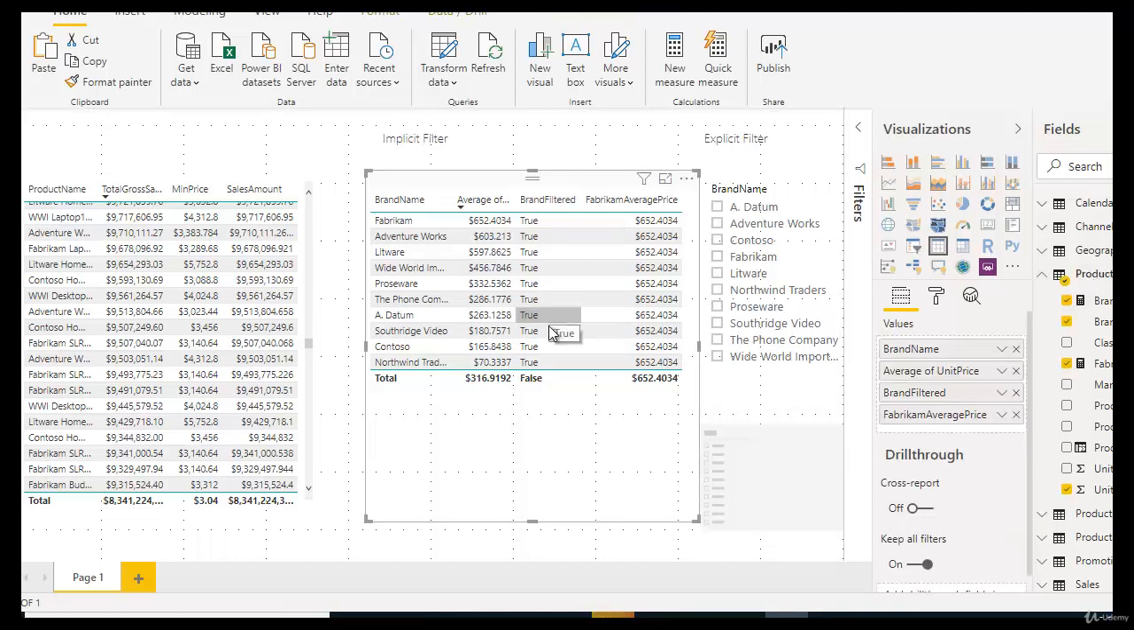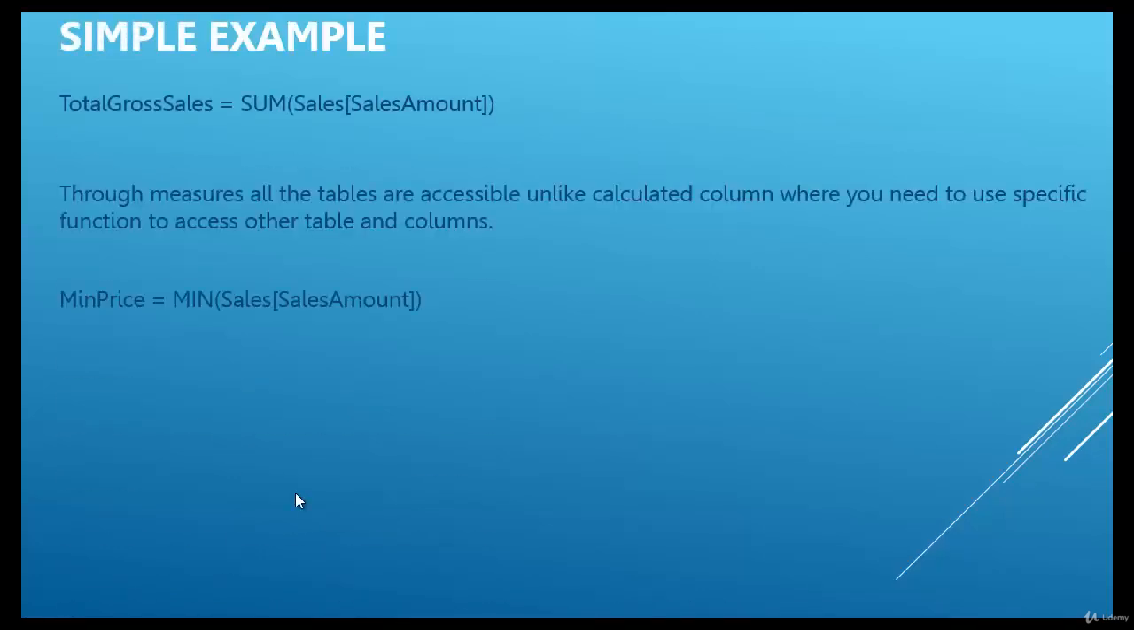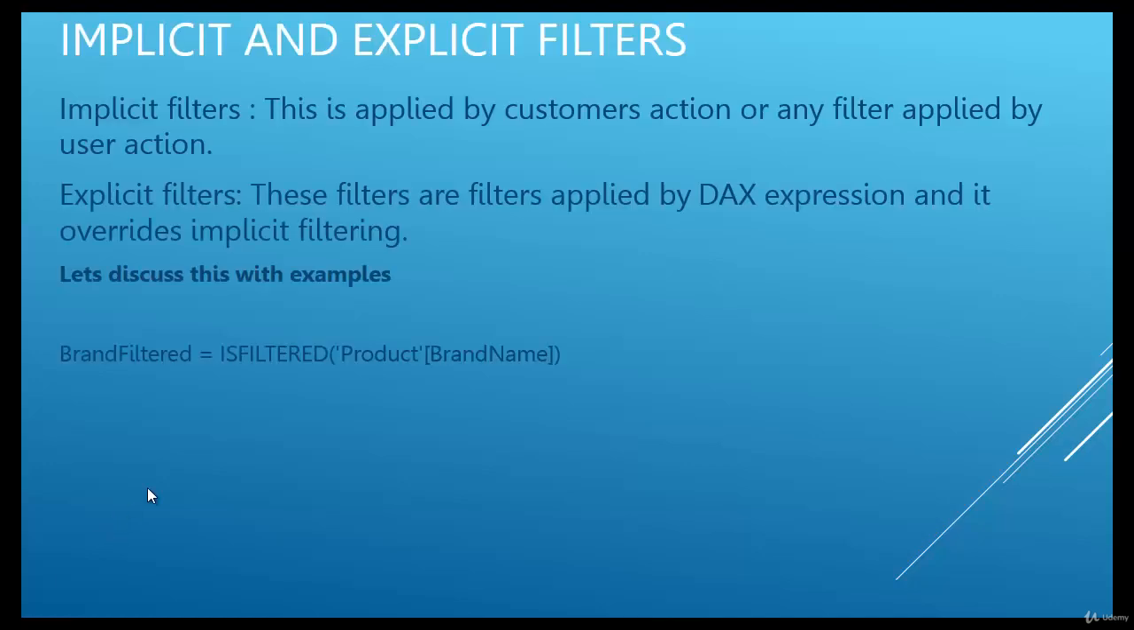This is one of the examples that I show you. An explicit filter overrides the implicit filter. So when an explicit filter is selected, that is created by a text filter, it overrides the implicit filter. Now I'll show you this in the form of an example as well.